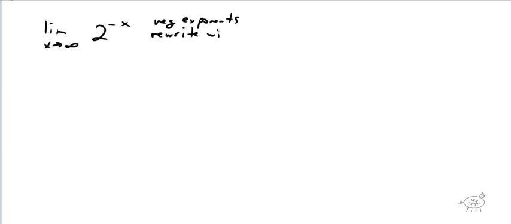And let's do this last one here. Limit as x approaches infinity of 2 to the negative x. This is actually a little confusing if you just kind of look at it, because you're like, what happens if you go to infinity? I would rewrite this. Okay, so if you have negative exponents, I would rewrite with positive exponents. Then evaluate the limit.